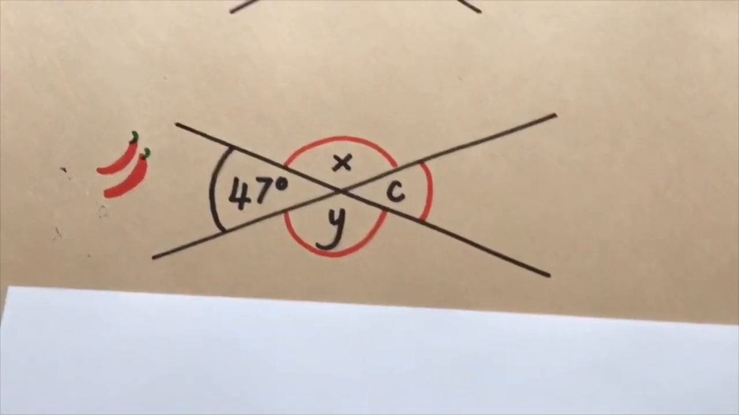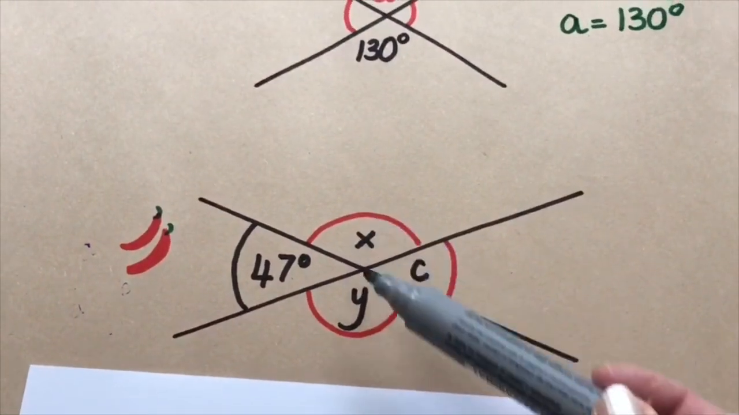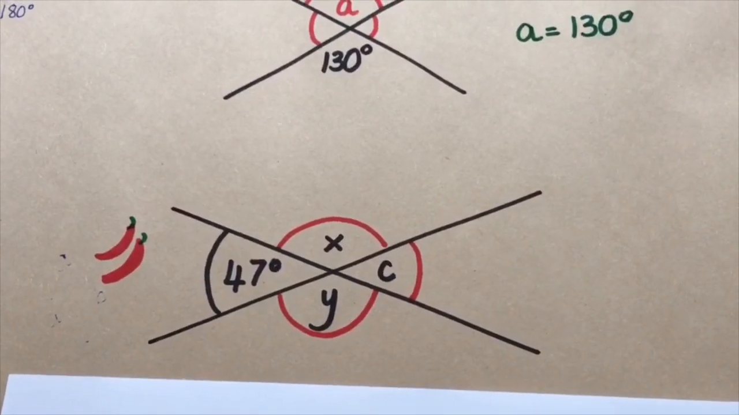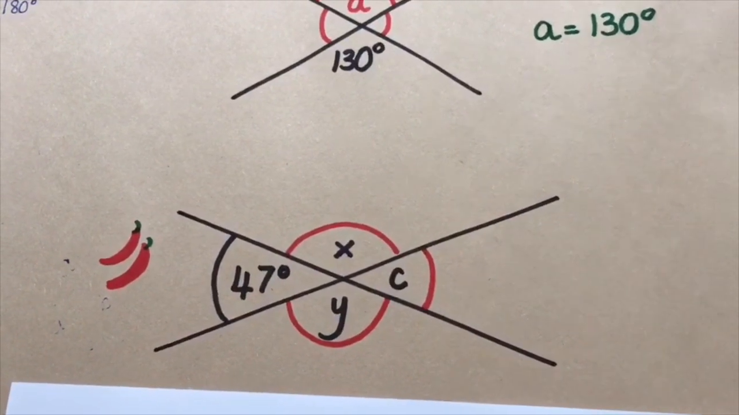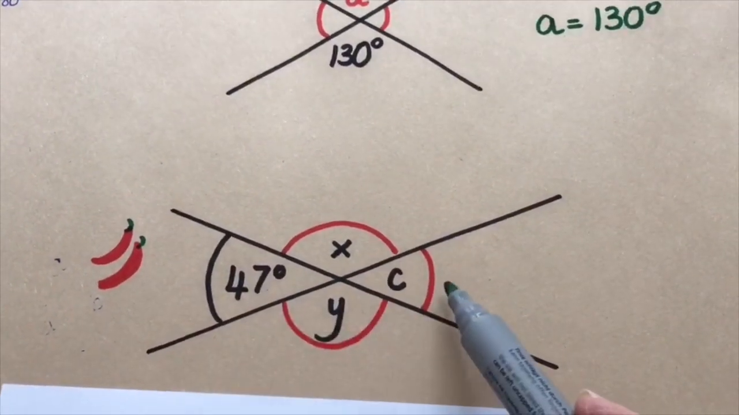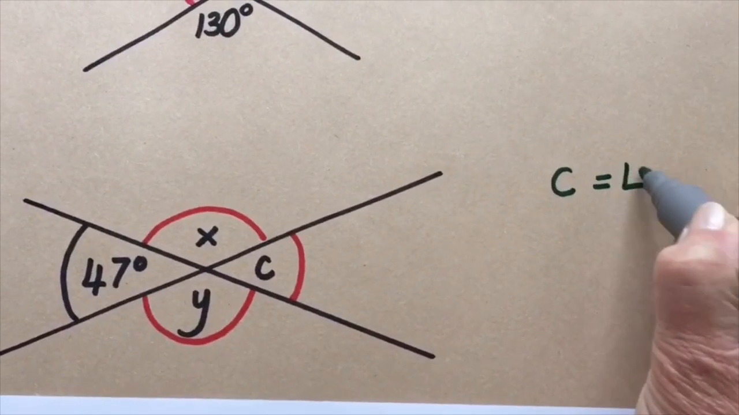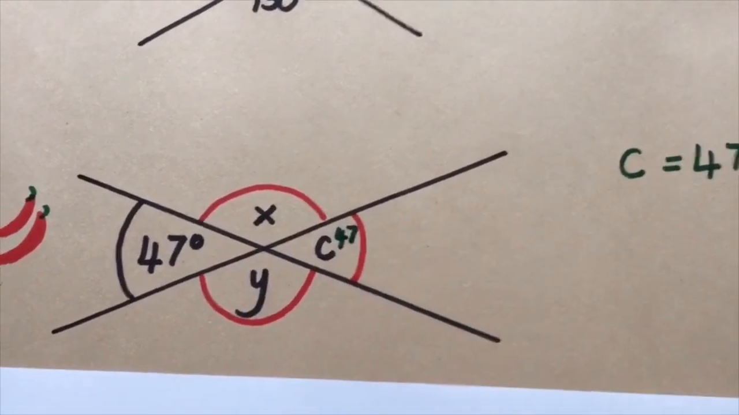And here I've got to find 3 missing angles: angle C, angle X and angle Y. Now, there might be more than one way that we could do this, so let's make a start and see. Well, I know that vertically opposite angles are equal, so I know that C equals 47 degrees. Just jot that 47 in there.